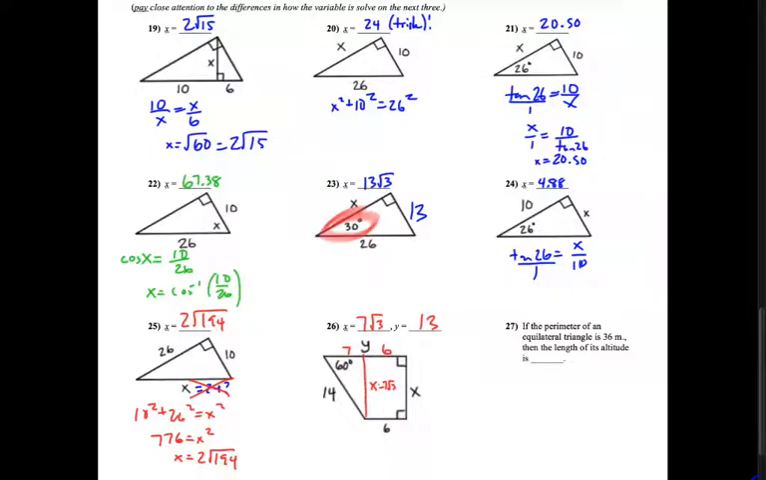And finally, number 27, if the perimeter of an equilateral triangle is 36, then each of the sides is 12. The altitude chops that 12 in half to get 6. The altitude there is always going to be the long leg of that 30, 60, 90 triangle. 6 times the square root of 3 is 6 square root of 3.